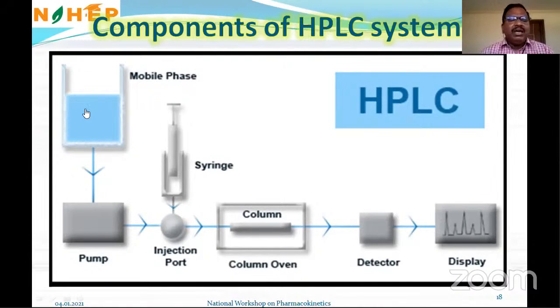Here the mobile phase is filled, and this pump will pump the mobile phase into the stream, and there is an injector port in between the pump and the column. With the syringe we can inject the sample, and after that the sample is carried through the column. Actual separation occurs in the column, and the column is surrounded by a column oven to maintain the temperature. Then the separated eluted substances are detected by various detectors and displayed in the monitor.